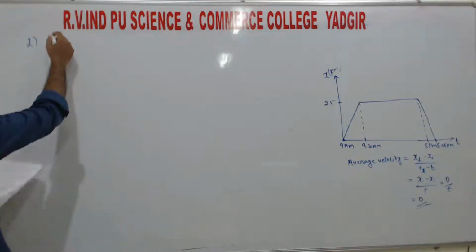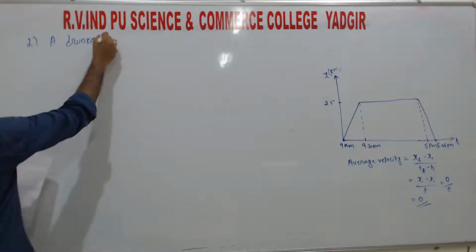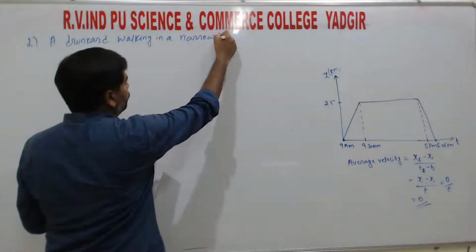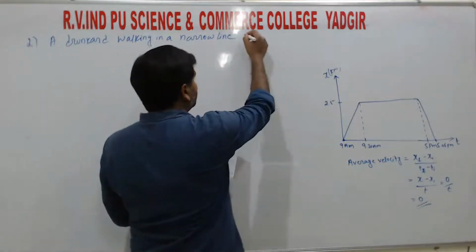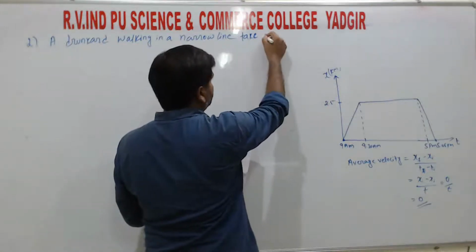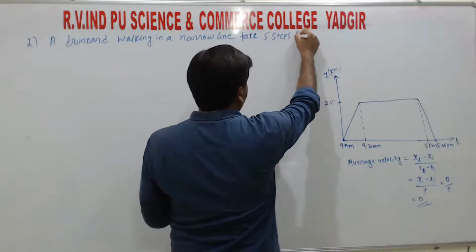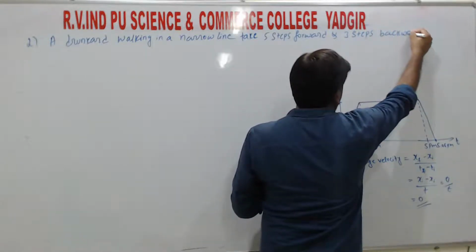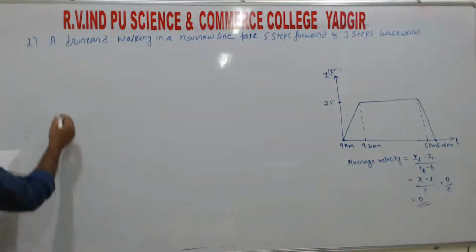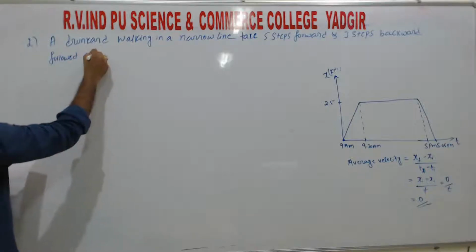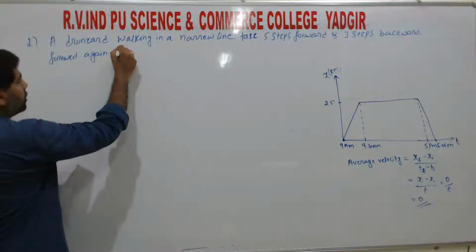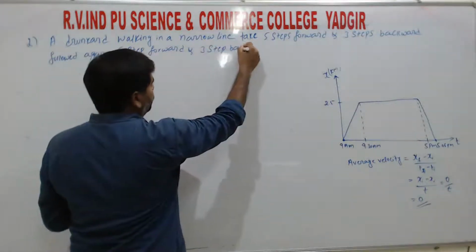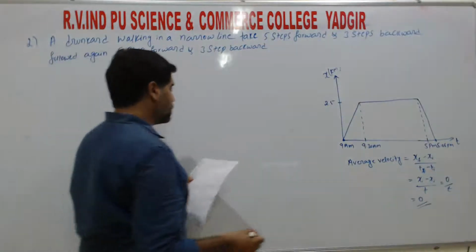So the second one: a drunkard walking in a narrow line takes 5 steps forward and 3 steps backward, followed again by 5 steps forward and 3 steps backward, and so on.